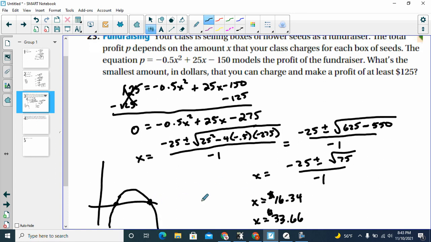And then if you charge any more than that, your profit's going to go down because people aren't going to buy it. It wants the smallest amount that you can charge. So both those give you exactly a profit of $125. The smaller one would be the $16.34.